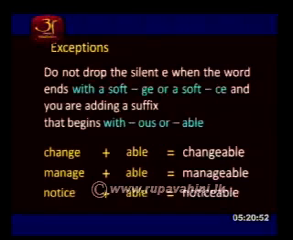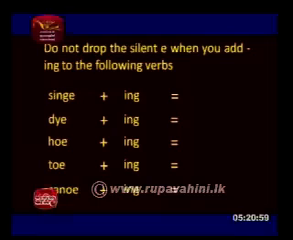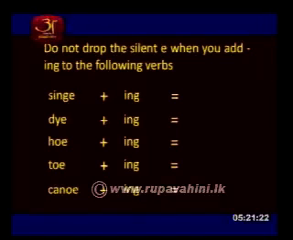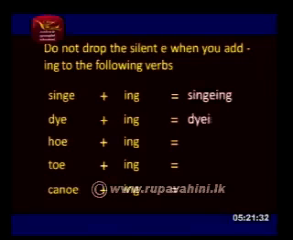Now let us move on to another exception. You can see it on the screen. Do not drop the silent E when you add ing to the following verbs. With some words we do not drop the E before ing, because otherwise it would be confused with another word. For example, the word singe, SINGE. It becomes singeing. If we drop the E it becomes singing, which is already a word. So to avoid confusion we write SINGEING and singing. Dying: since DYING is already a word, for coloring something we write DYEING.